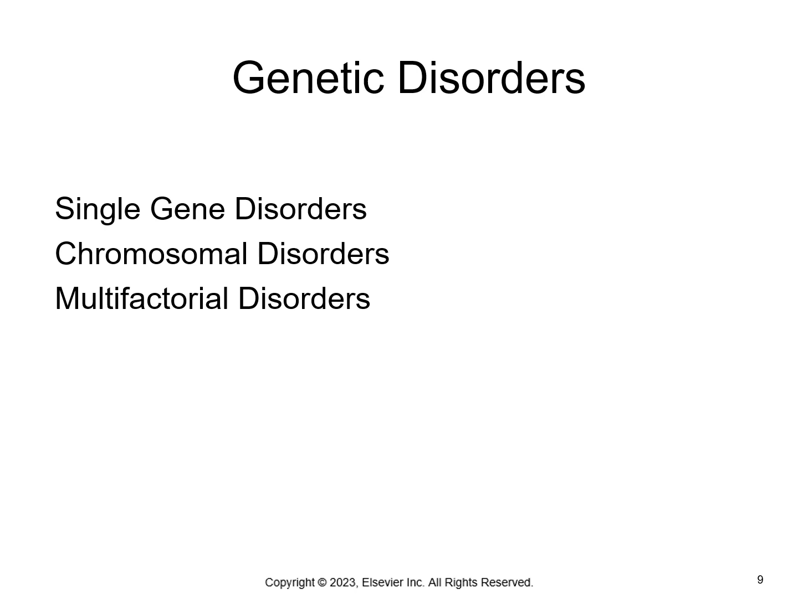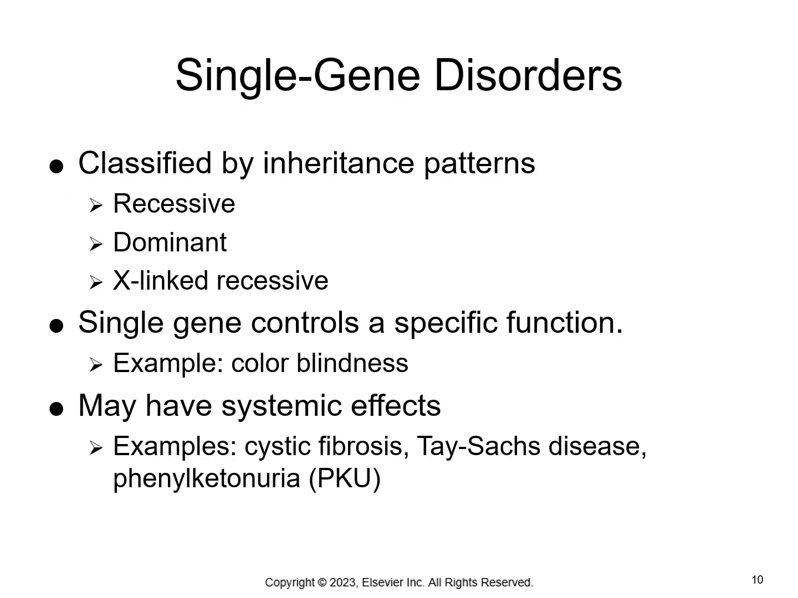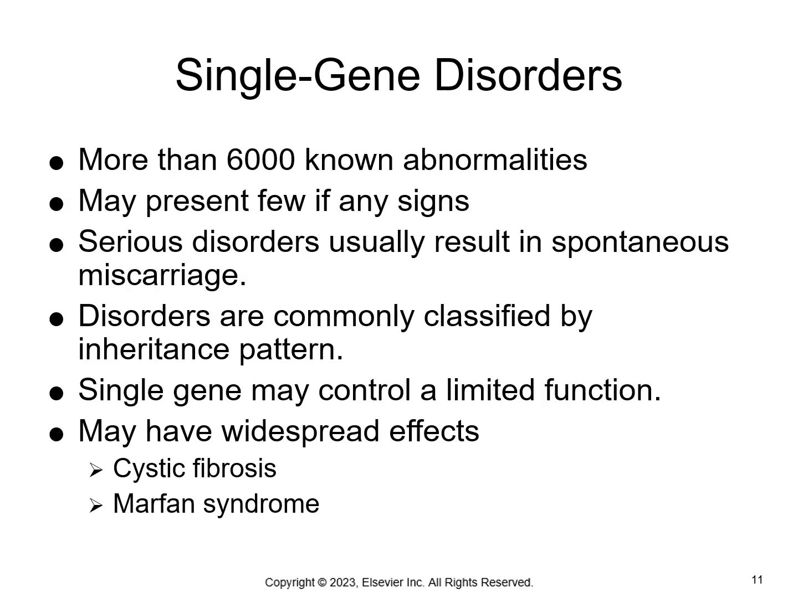So we'll talk about a couple genetic disorders. Single gene disorders are classified by inheritance patterns. They can be recessive or dominant or X-linked. They control a specific function like color blindness. They can also cause some systemic effects like cystic fibrosis, Tay-Sachs disease, or PKU. Single gene disorders are sometimes asymptomatic. If there's a serious deficit, it usually does cause a miscarriage.